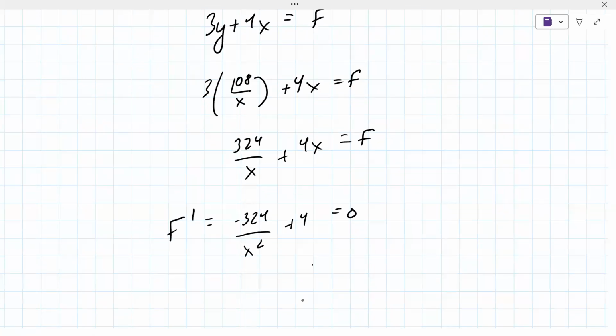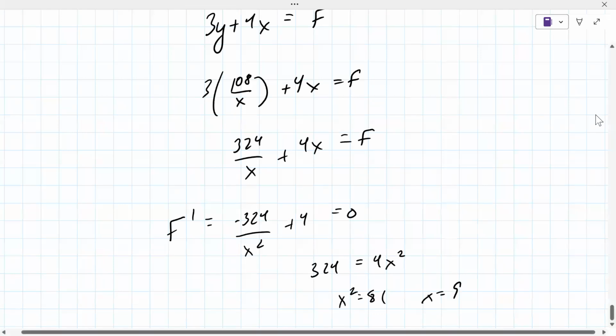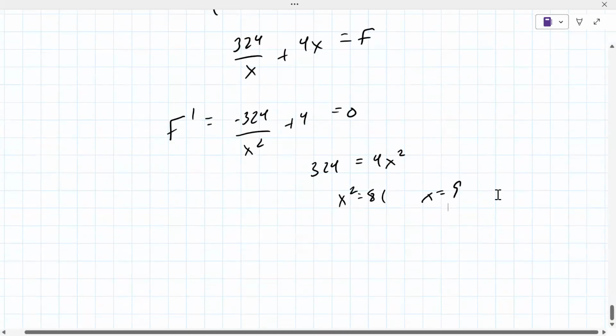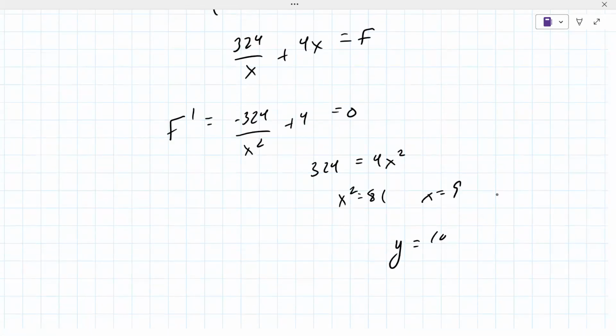Solve for x, so you have 324 equals 4x squared. Divide by 4. x squared equals 81. x equals 9, plus or minus, but obviously it's the positive one. So now you got to go back and get y. So y is 108 over x. 108 over 9 is 12.